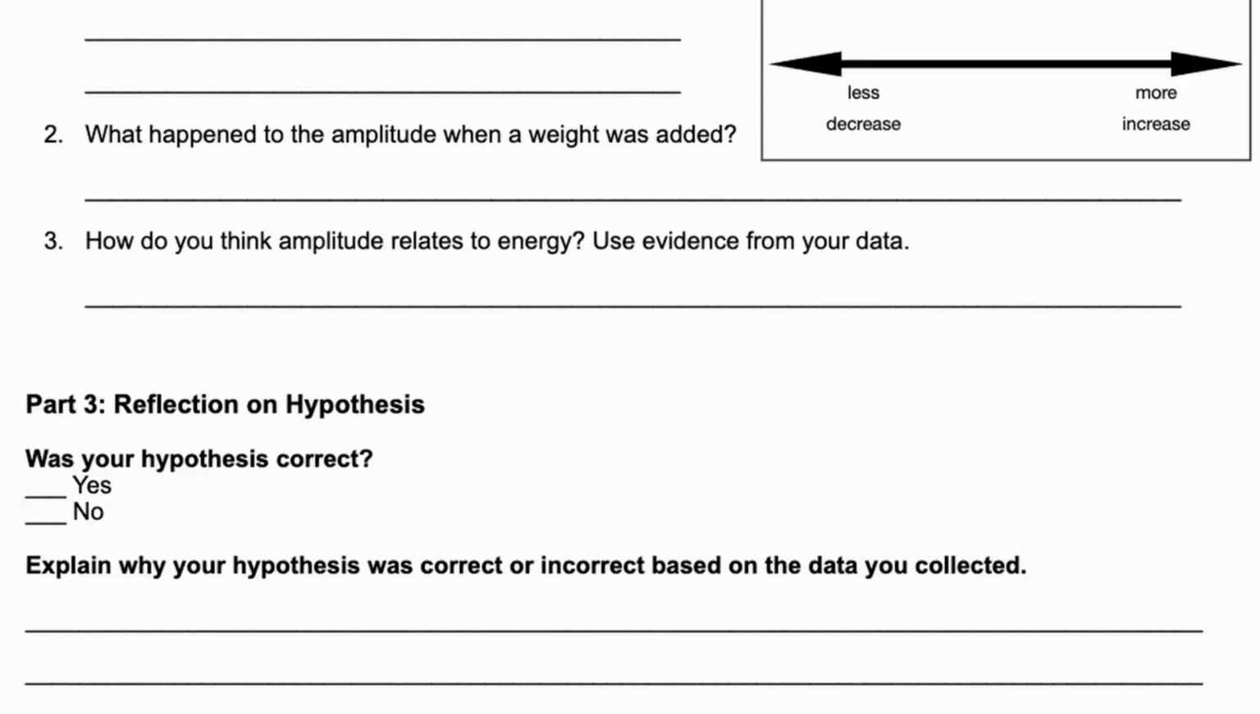Okay, we're on part 3. Now we're going to reflect on our hypothesis. So look back at your hypothesis. Was your hypothesis correct? Yes or no? And then explain why your hypothesis was correct or incorrect based on the data you collected. So my hypothesis was correct because, or my hypothesis was incorrect because. And when you're done, submit your lab sheet.